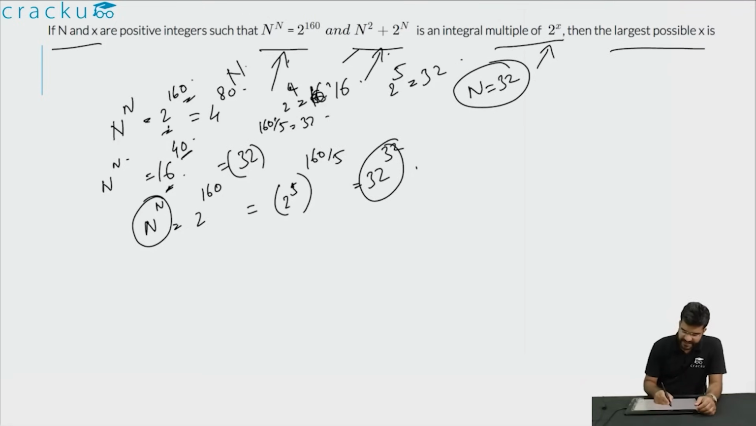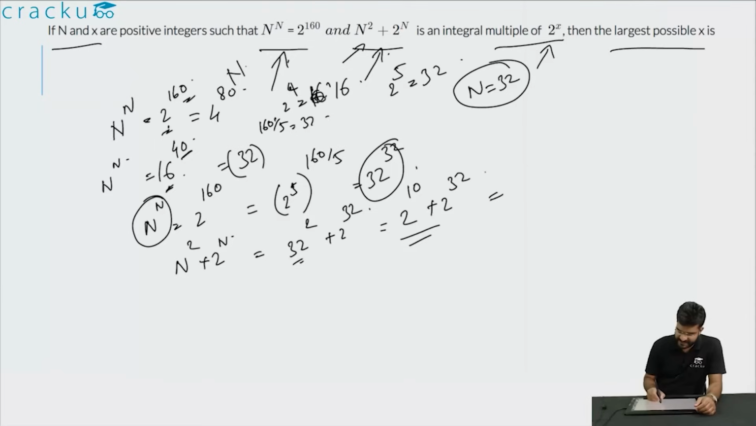Now if you are looking at n square plus 2 to the power n, this will equal 32 square plus 2 to the power 32. Let us write 32 as 2 to the power 5. So 32 square will be 2 to the power 10. So this will equal 2 to the power 10 plus 2 to the power 32. Now we are told that this is an integral multiple of another number, 2 to the power x, where x is a positive integer. And we have to figure out the maximum possible value of x.